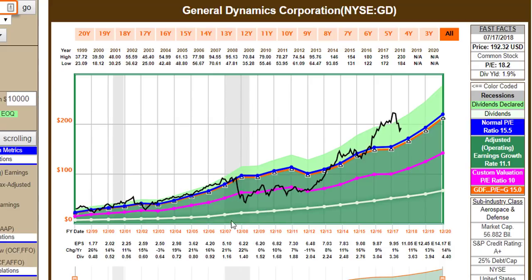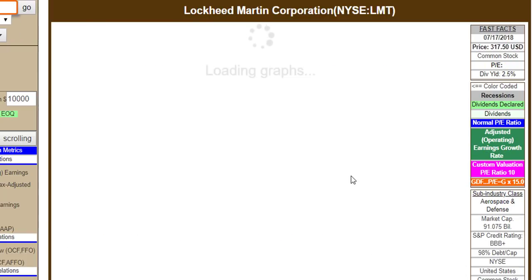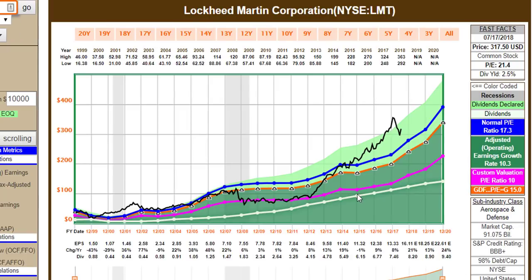We're looking again at General Dynamics here. When we look at Lockheed Martin, we once again see an almost identical situation. And what I'm trying to suggest here is a lot of times you'll see companies in similar industries look very, very similar in terms of their operating results, but also in terms of how the market values them.